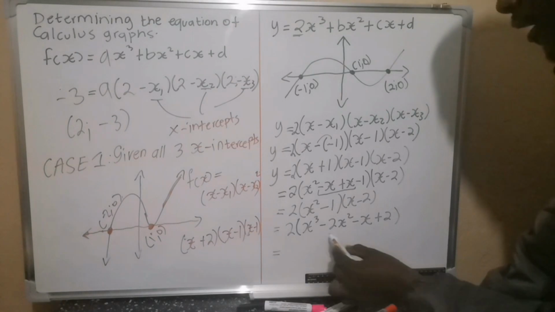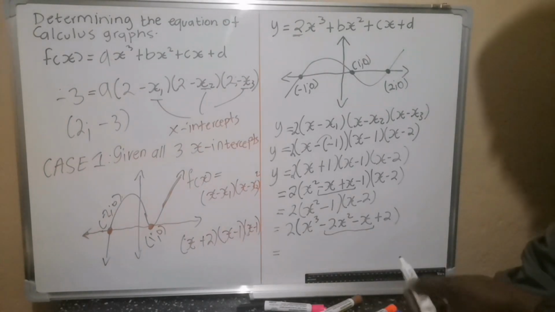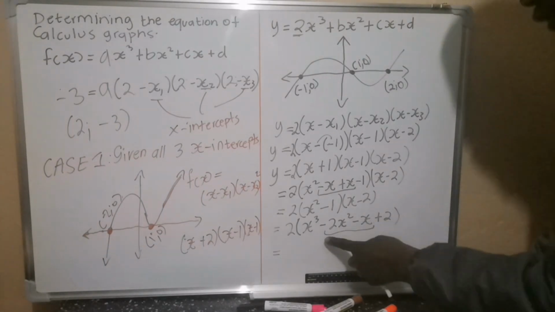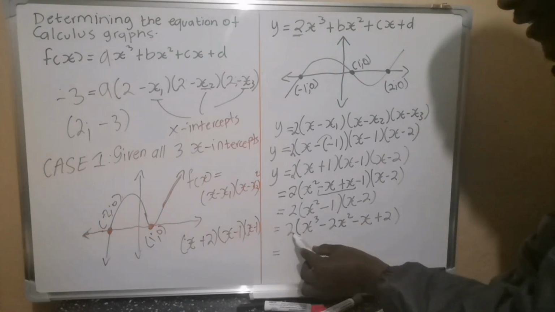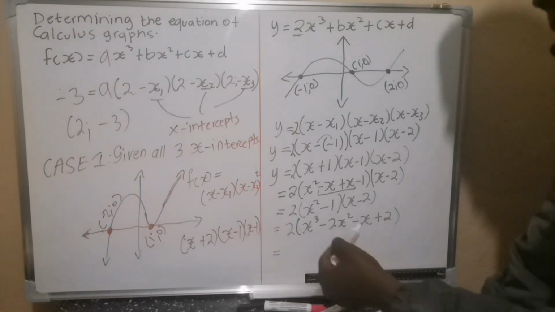Then lastly, these are like terms here. So you simplify them out. So if you add them, you're going to say, no, they are not like terms. No, I'm lying, guys. These are not like terms. So if there are no like terms inside the bracket, whatever is outside the bracket will multiply whatever is inside the bracket here.